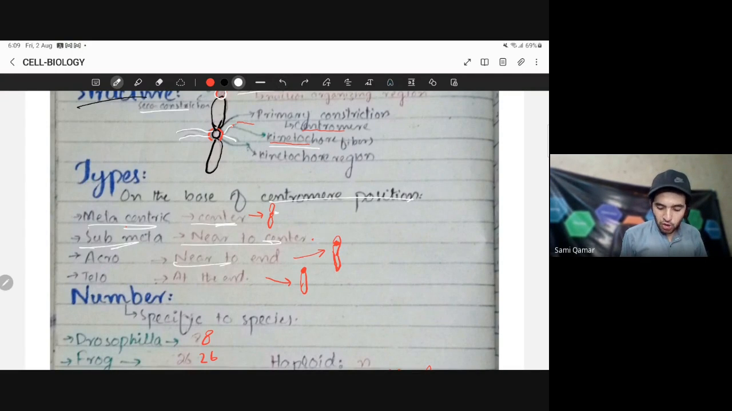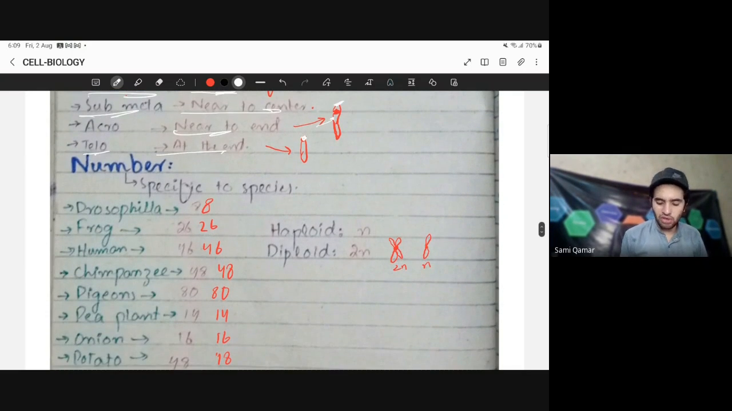So acrocentric is near to the end. See here, it is near to the end, away from the center, just about to touch the periphery. Okay, telocentric is at the end. See here, the centromere is present at the end. So you can study this. These are very easy. You can review these notes, and it's written in the book.